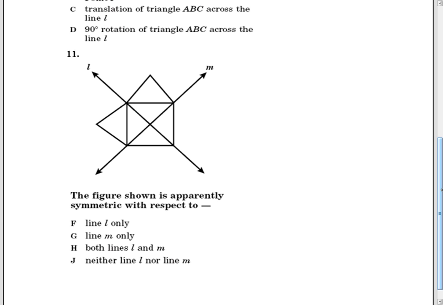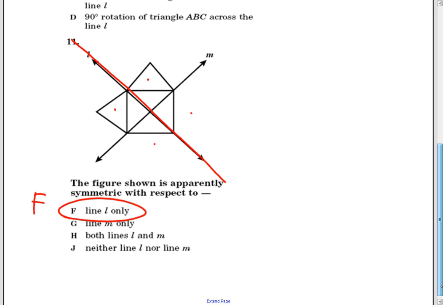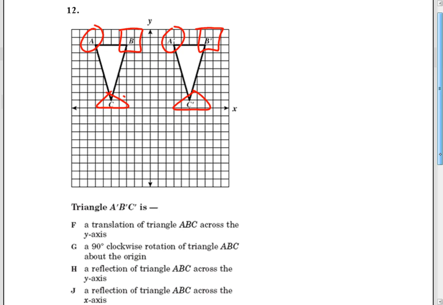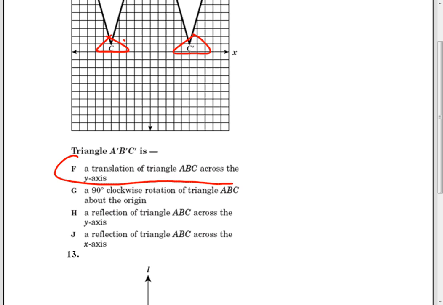Symmetry problem. I'm looking at line L only. Can't use them because I've got these figures here and they don't appear on that side. Be careful. A ends up here, B ends up here, C ends up here. What's happening? Are we reflecting or sliding? Sliding. It's a slide. What's our only choice on here that's a slide? F, translation.